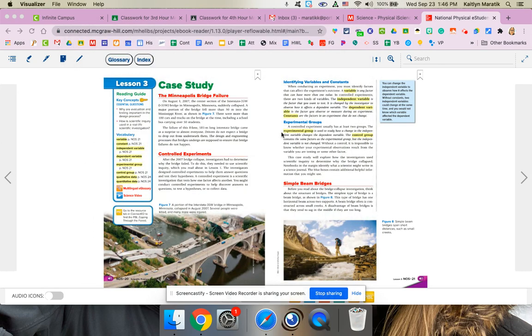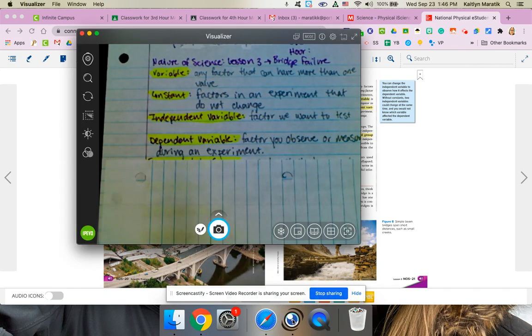So then, experimental groups. A controlled experiment usually has at least two groups. The experimental group is used to study how a change in the independent variable changes the dependent variable. The control group contains the same factors as the experimental group, but the independent variable is not changed. So, two more vocab words there that we can add.